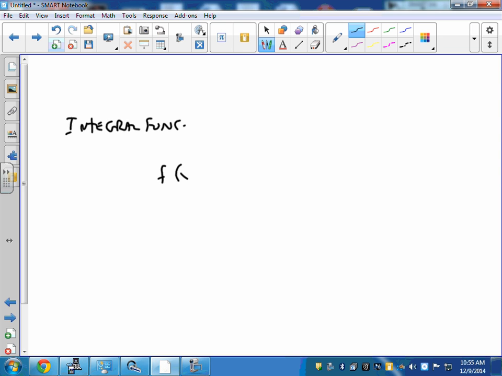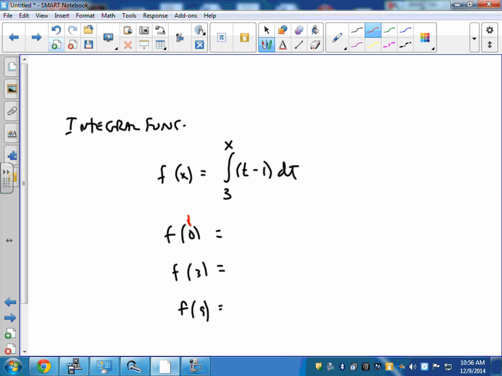Let's say f of x was defined as an integral from 3 to x of t minus 1 dt. And you're asked to find f of 0, f of 3, and f of 9. Okay, like every other function in algebra, you're going to take the input and put it where the x is. So f of 0 becomes the integral from 3 to 0 of t minus 1 dt. And this is some number that you can calculate. Remember, definite integrals lead to numbers.